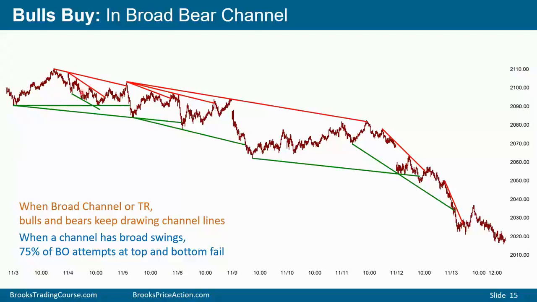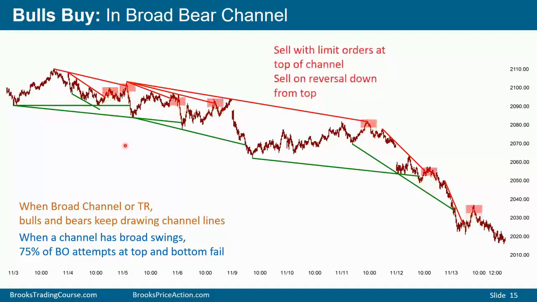When the market's in a channel, especially one with fairly broad swings, 75% of the time, when it's trying to break above the top or below the bottom of the channel, the breakout attempts will fail, and the market will have at least a minor reversal. And therefore, whenever the market goes above the line, traders sell a reversal down. Above the line, sell. And the opposite is true at the bottom. When it breaks below a line, traders look to buy a reversal up.